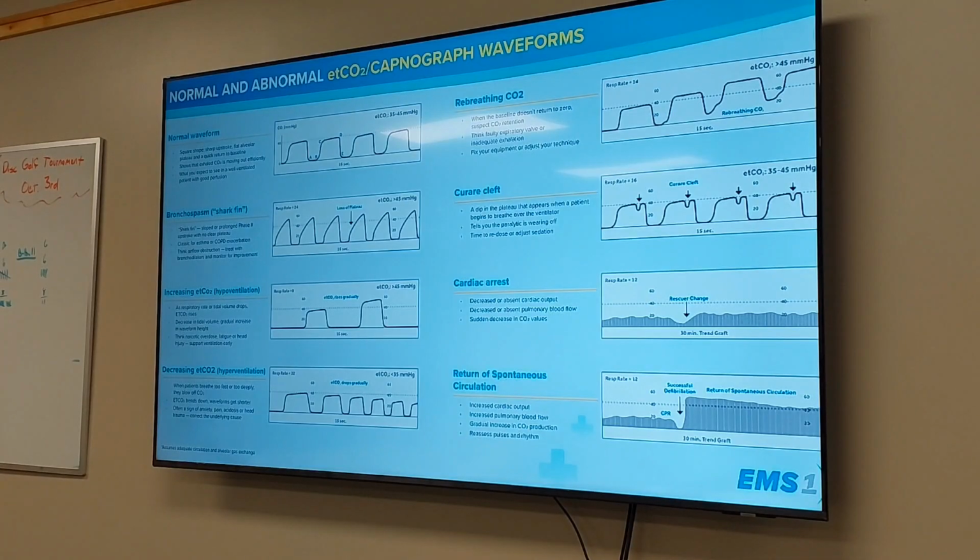Oh wow, that's really small on my computer. The bronchospasm, like an asthma attack, looks like a shark fin, right? Your normal ones should look like boxes.